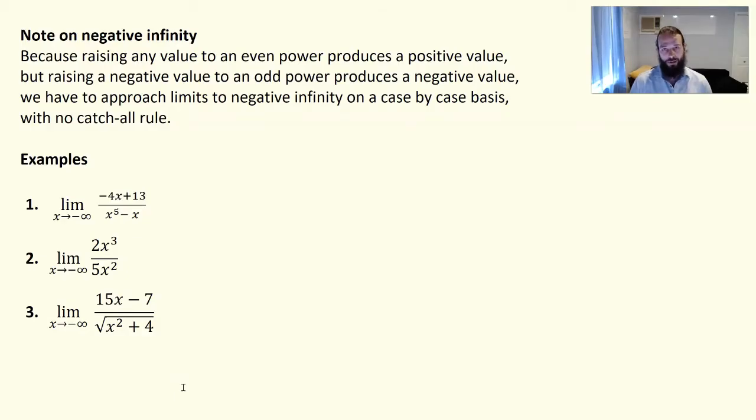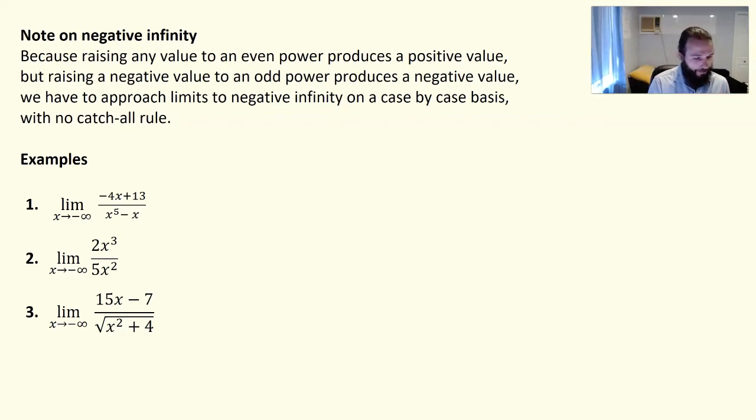I mentioned a couple of videos ago that we're going to have to take a look at negative infinity separately, and here's what we're going to do. Because raising any value to an even power produces a positive value, but raising a negative value to an odd power produces a negative value, we don't have a catch-all rule for approaching negative infinity. We have to look at it on a case-by-case basis. So I'm going to walk you through a few examples here. I think this will make more sense.